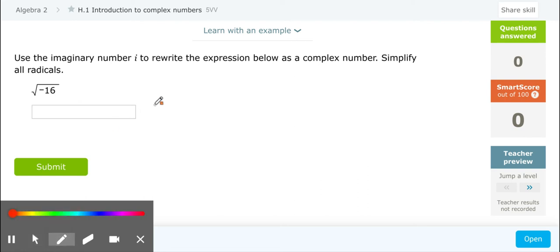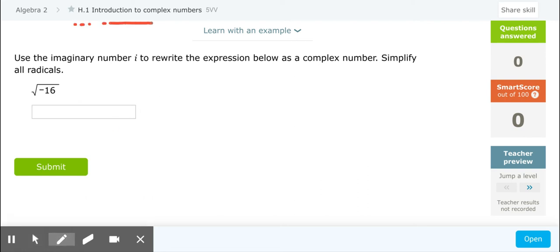Hello. This lesson will be on an introduction to complex numbers. So what we need to remember about the imaginary number i is that i is equal to the square root of -1. Since a square root cannot be negative because any number times itself would be positive, we express the idea of the square root of a negative number as i, an imaginary number.